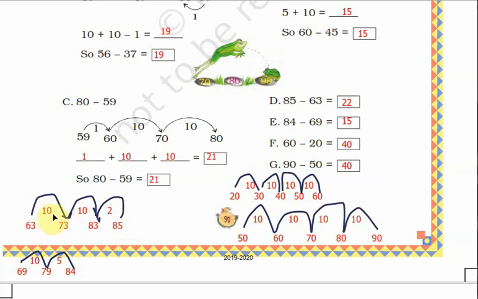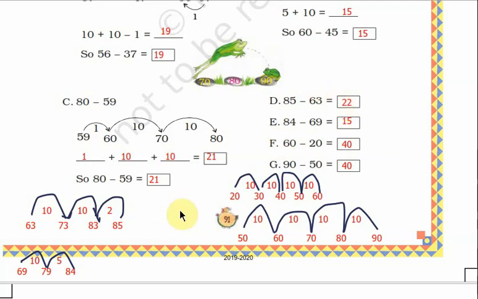So how much is the total? 10 plus 10 plus 2. So 10 plus 10 will give you 20, and 20 plus 2 is 22. We will write it like this: 10 plus 10 plus 2, that is equal to 20 plus 2, which is equal to 22. So we got the answer 22. You have to write the answer here, 22.